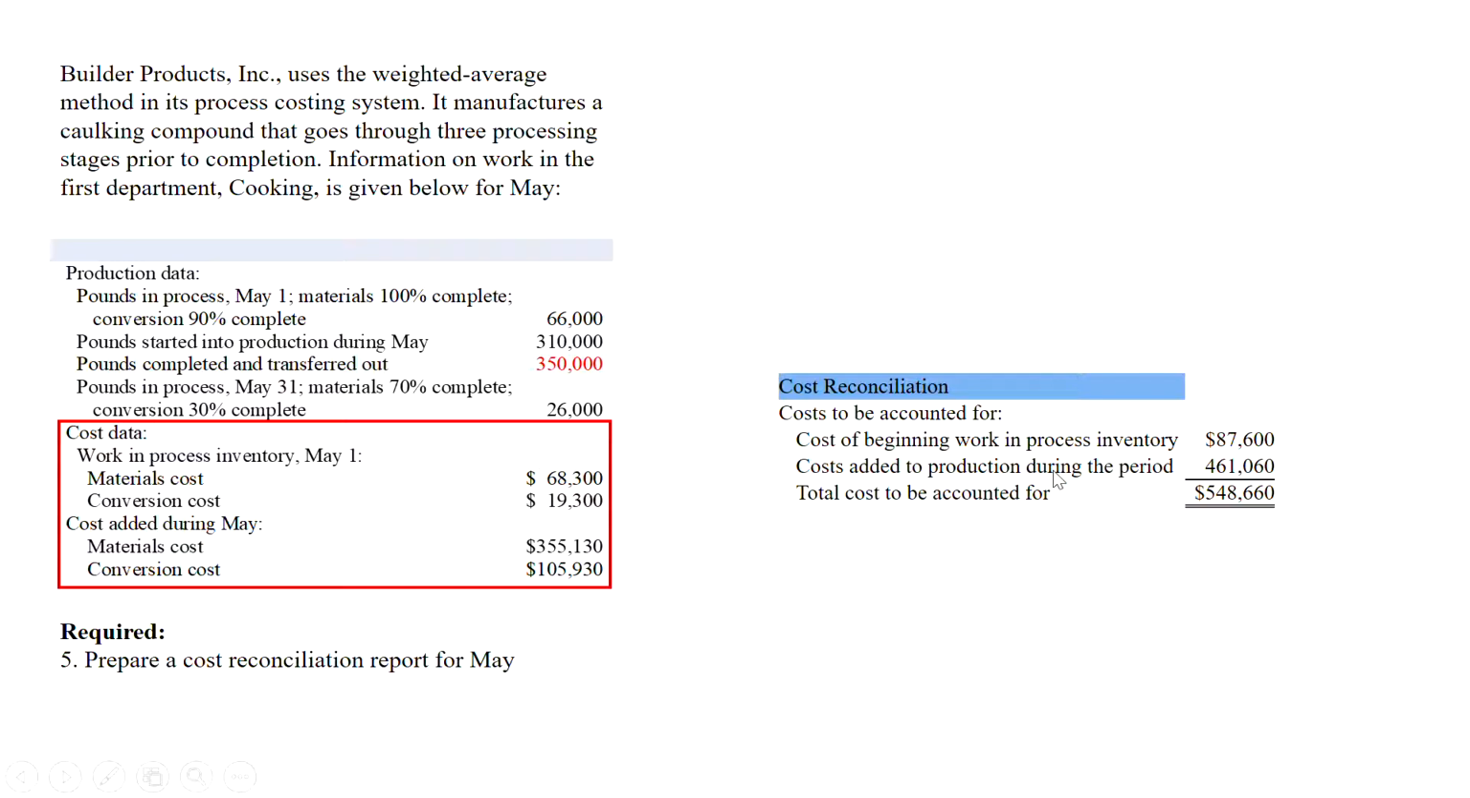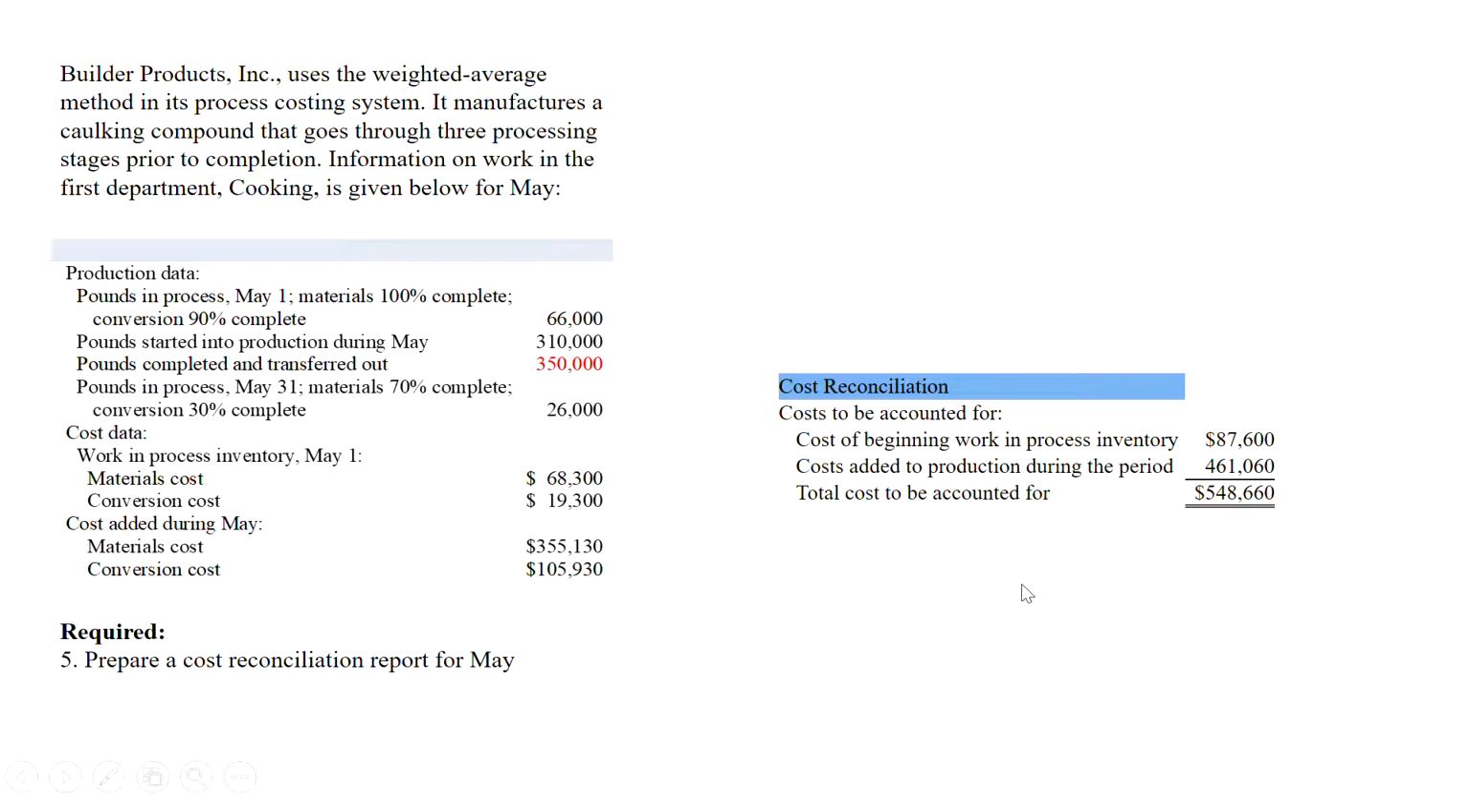The total cost added to production during the period is just simply this material cost of 355,130 plus the conversion cost of 105,930 is the 461,60. I add cost of beginning inventory, costs added during production, and I get total costs to be accounted for of 548,660. So I need to account for that and make sure somehow that combination went to either ending work in process inventory or units complete.